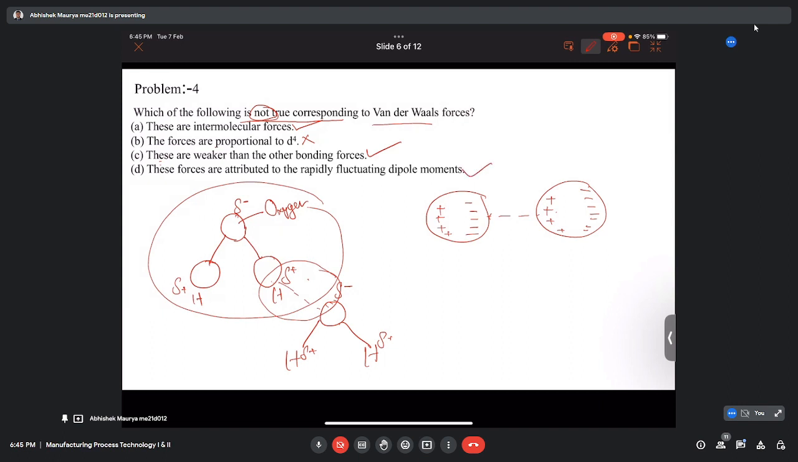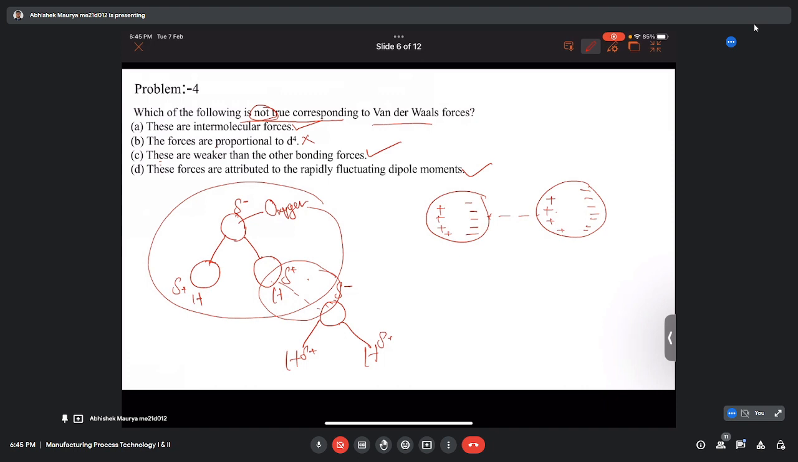I told that it happens because of the polarization of the molecules, and because of the polarization, dipoles keep on forming, and because of that van der Waals interactions take place between the dipoles. So this is also correct.